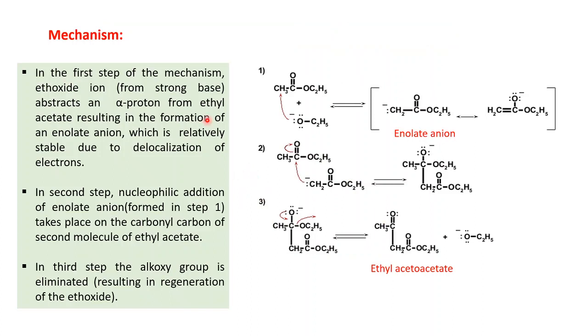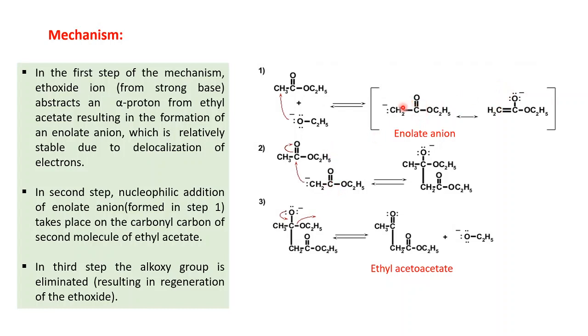This is the mechanism of this reaction. The reaction goes through three different steps. In step number 1, we can see this ethoxide ion, which is coming from a strong base, acts as a strong base. It abstracts a proton from the ester molecule, leading to the formation of an enolate ion. And here we can see this enolate ion is getting stabilized via resonance. Second step, what happens?